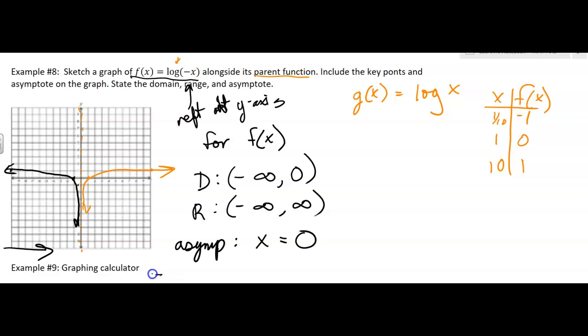Okay, just a note, the example in the book for number 9, it uses a graphing calculator, so I'm just going to not do that one. Don't worry about it. And we'll go on.